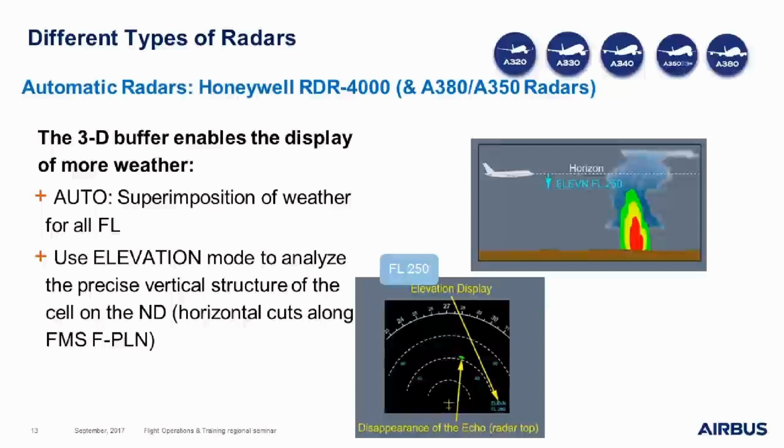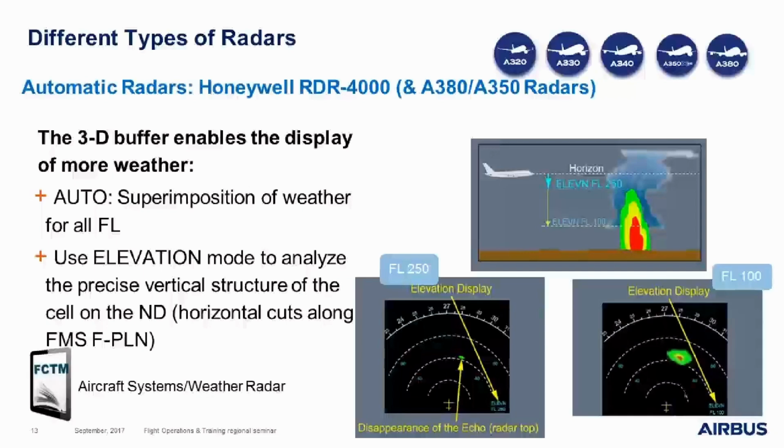In the following example, if you use auto mode, you will see the whole cells and you will see red, yellow and green areas on the ND. If you perform a cut at flight level 250, you will see only the top of the cell. If you perform a cut at flight level 100, you will see the core of the cell.